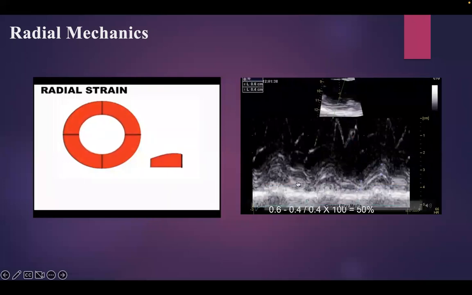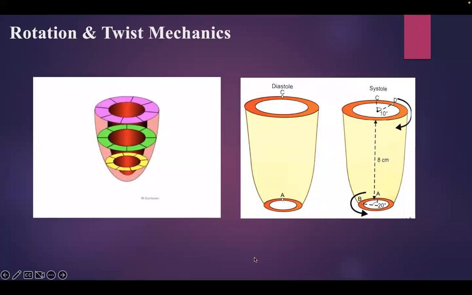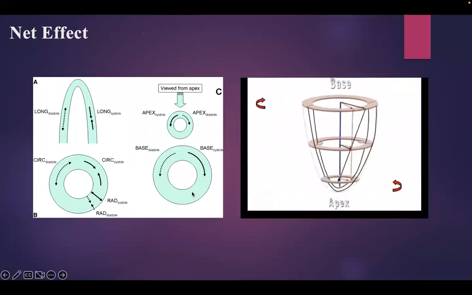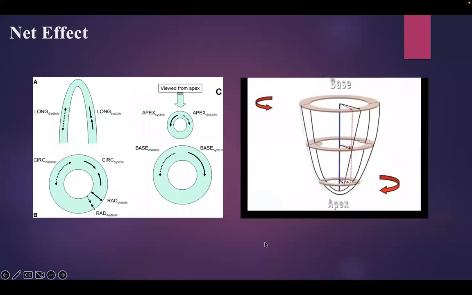This is what we see routinely in our M-mode echo, wherein we are seeing the radial thickening. And I'm sure all of us know that the myocardium moves clockwise and anti-clockwise in the basal and apical segments. As a result, there is a twist, like a squeezing effect, which contributes to the ejection fraction of the LV. So as a net effect of all these mechanics, whether longitudinal, circumferential, radial, or twist, the LV contracts and there is ejection of blood.